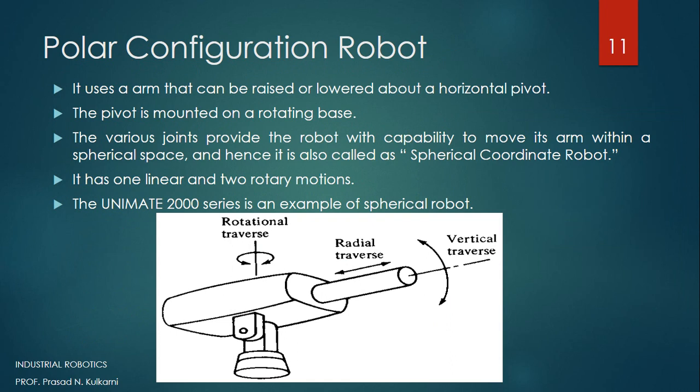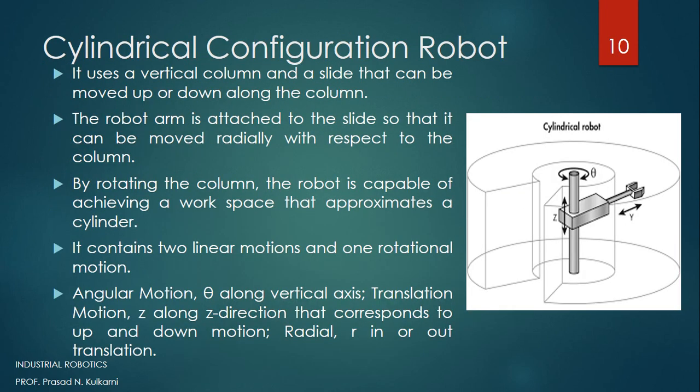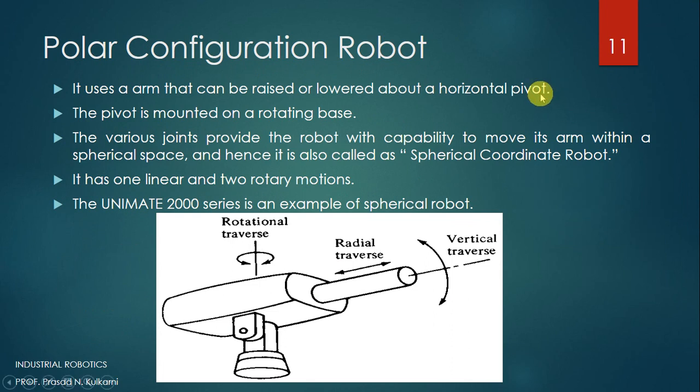Now the polar configuration. It uses an arm that can be raised or lowered about a horizontal pivot. The only change in polar configuration robot is the pivot. If you compare it with the cylindrical coordinate, there is no pivot involved there, but in this case the term pivot is coming. The pivot is mounted on a rotating base. The various joints provide the robot with the capability to move its arm within a spherical space, and hence it is also called a spherical coordinate robot.